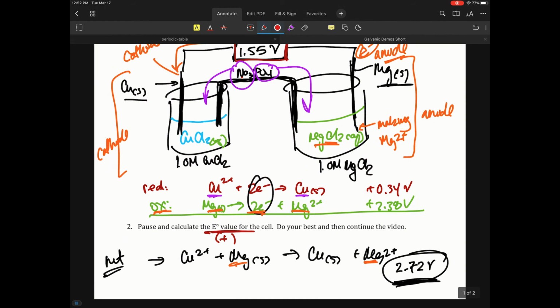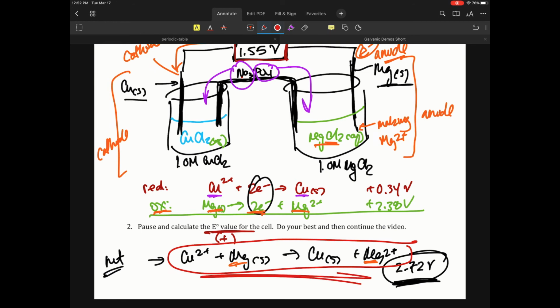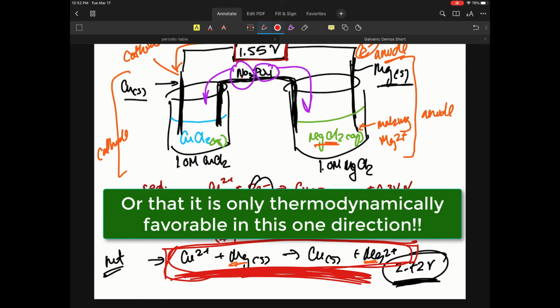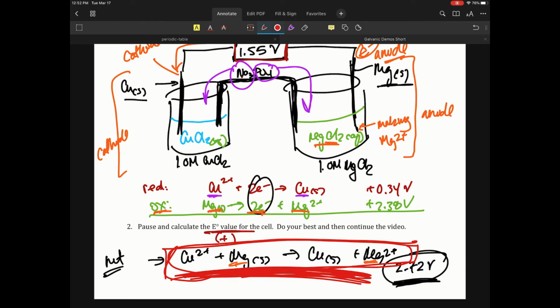Now, think about that in light of what we just said here. That cell only gives us a positive voltage set up like this, yes? Let's say that one more time. This cell only gives us a positive voltage if we set it up like this, okay? Which means that if we go back and look at my reactions, only the one that's written that way is going to be spontaneous, yes? It's the only one that's going to happen on its own without outside energy put in.